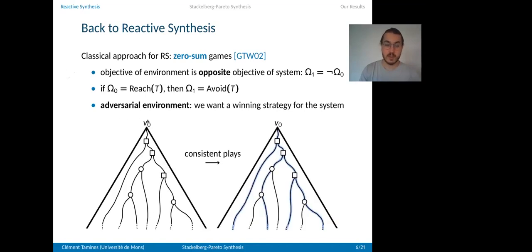Here, we have represented every possible play in the game arena, starting from the initial vertex v0. Then, we can consider a strategy of player 0, which corresponds in this unfolding to selecting for each vertex of player 0 one single successor. The plays which are highlighted in blue are the plays which are consistent with the strategy of player 0. Since player 1 can play in such a way to obtain any of these plays in blue, we want player 0 to satisfy his objective in every play which is consistent with his strategy.